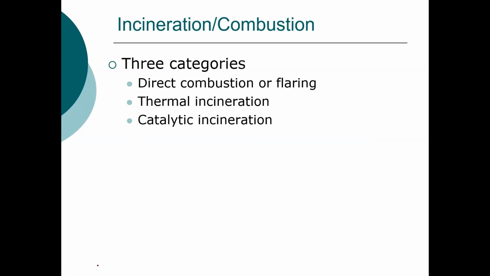So when we look at incineration and combustion, there are three main categories of these processes: direct combustion or flaring, thermal incineration, and then lastly, catalytic incineration. Remember, way back in that first lecture, we looked at the industrial accident in Mexico. It was the result of flaring, or flares that went out.